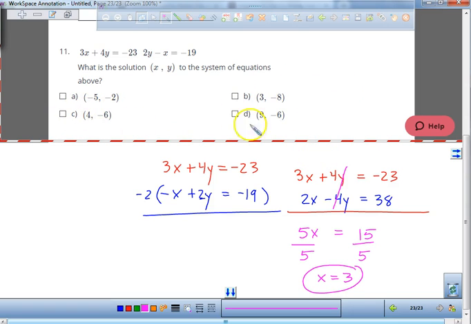what answer would I choose? Right there, see? So on this one, literally, all you've got to do is solve for one correctly, and you should be able to find the answer that you are looking for, all right?